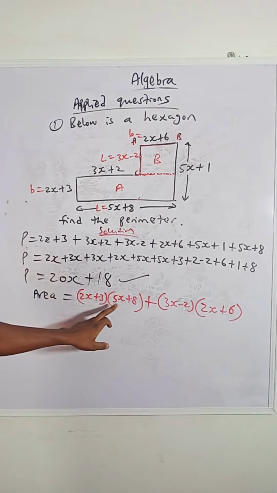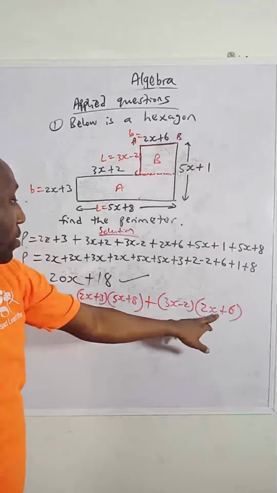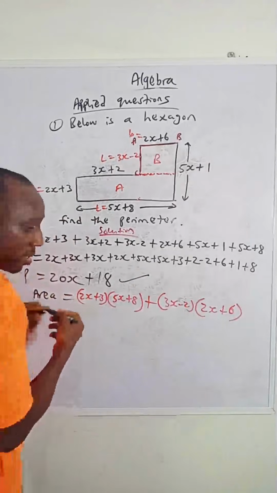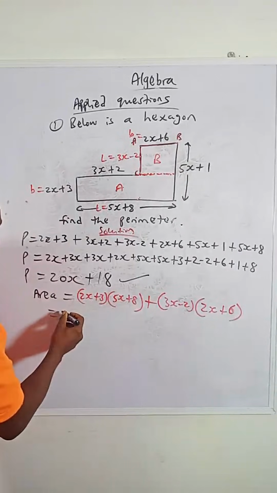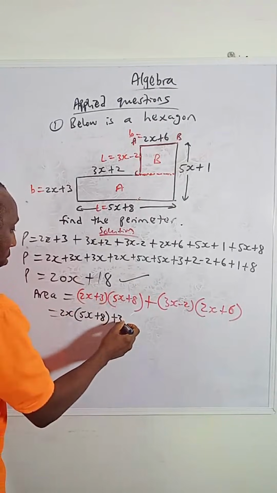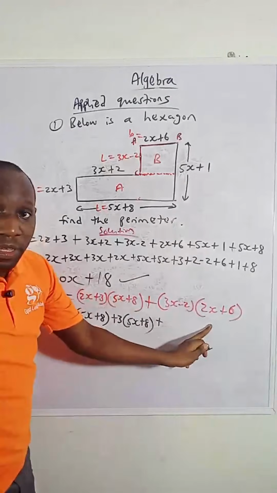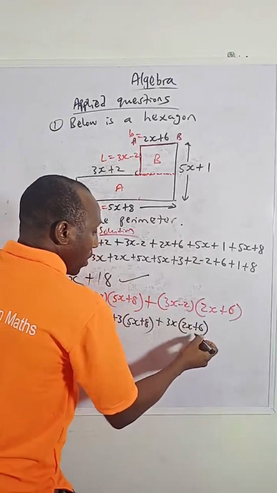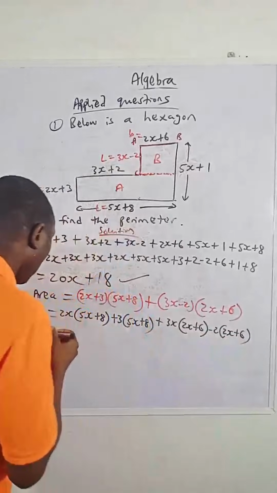2x plus 3, 5x plus 8, 3x minus 2, and 2x plus 6. So let's expand this. I already showed you how to expand this, I hope you still remember how. Use 2x to multiply the second bracket, so you have 2x bracket 5x plus 8, and then plus 3 bracket 5x plus 8. Then plus, do the same thing here: 3x bracket 2x plus 6, then minus 2 bracket 2x plus 6. Are you seeing that? Let's expand this now.